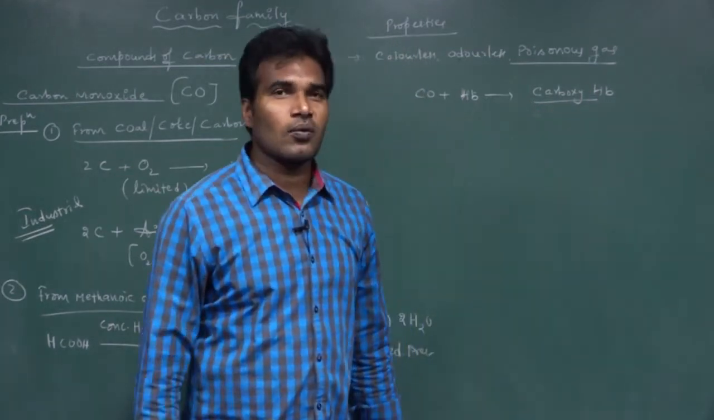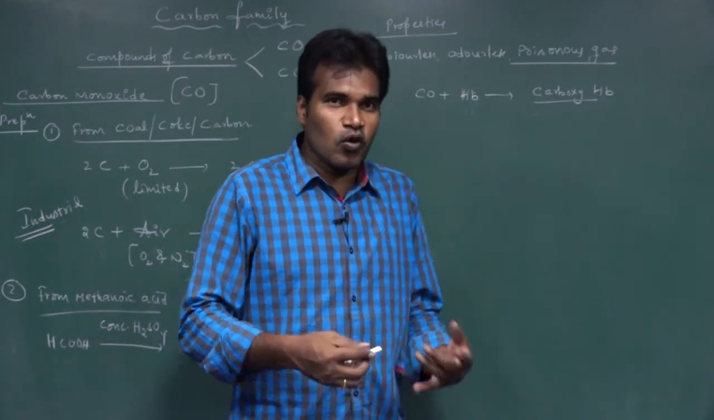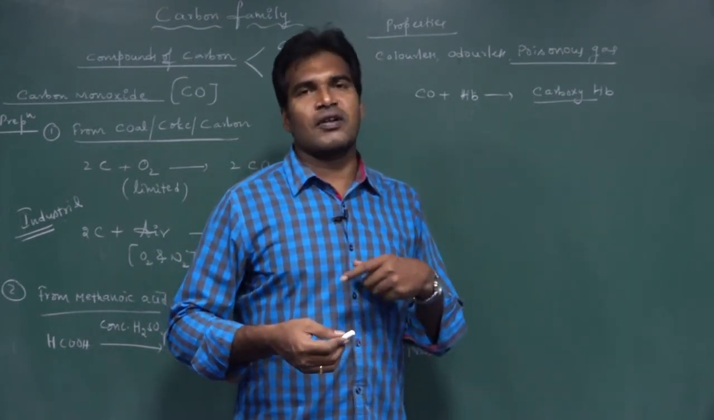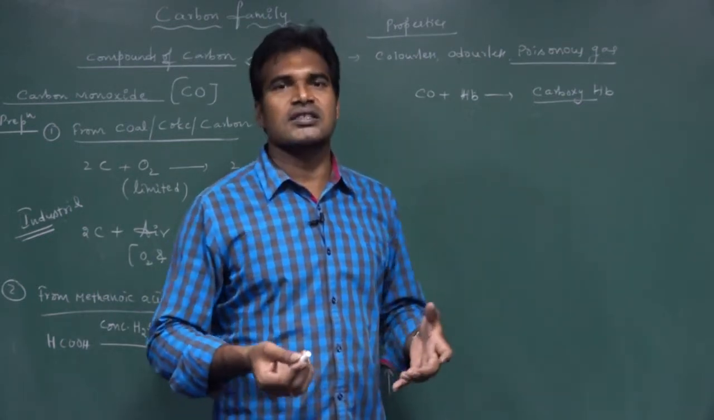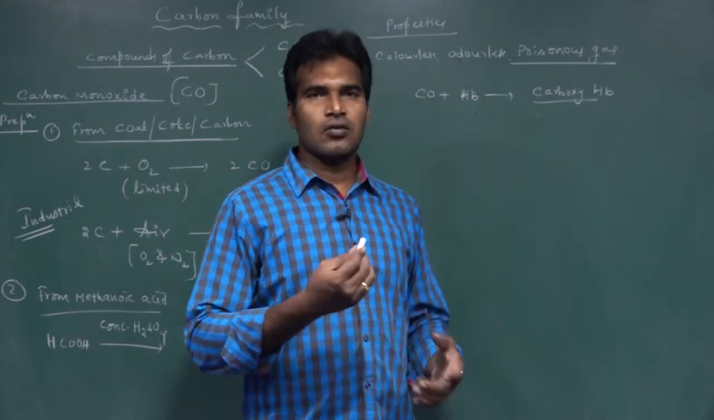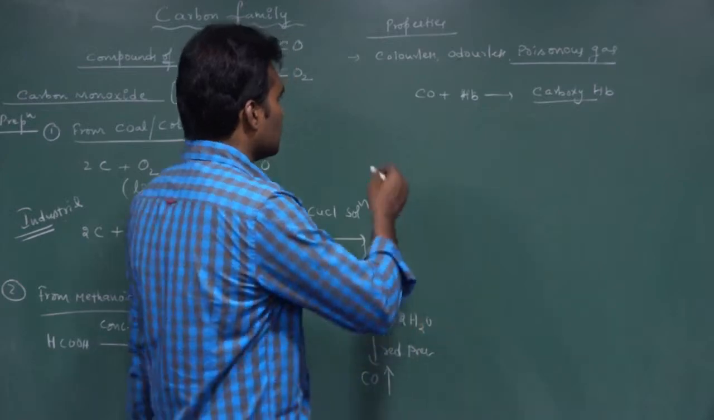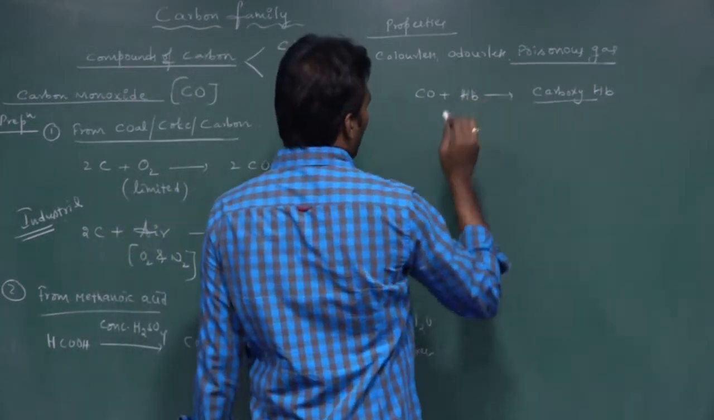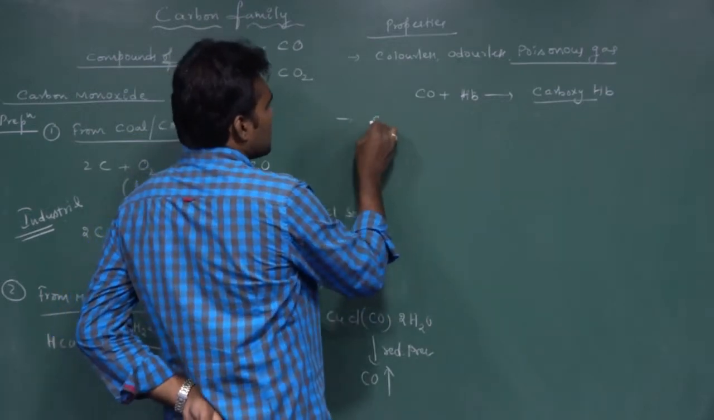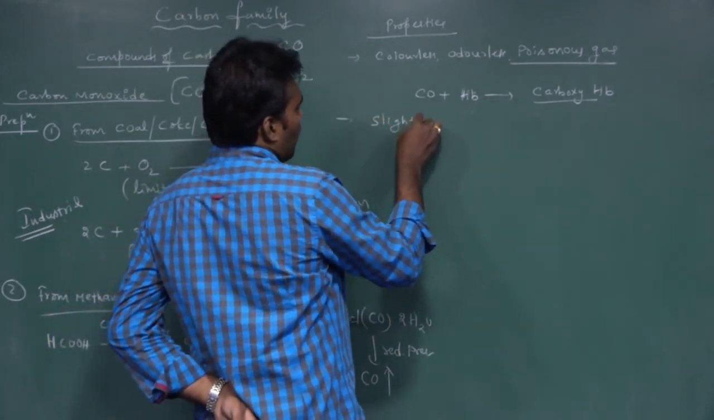If there is more carboxyhemoglobin, then the oxygen transport capacity of our blood will reduce. With this, the oxygen levels in our blood will be less, so automatically the person will go sick. So likewise, carbon monoxide is a highly poisonous gas. Next one, it is slightly soluble in water.